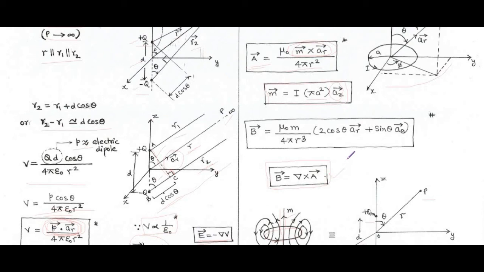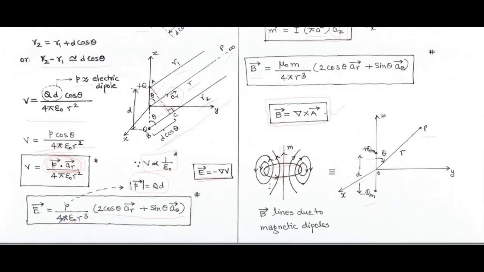By taking the curl of A vector, we can get the magnetic flux density B vector, and this can also be obtained by comparison with the electric dipole. The electric field intensity due to an electric dipole is p upon 4 pi epsilon naught r cube, within brackets, 2 cos theta unit vector r plus sin theta unit vector theta. In place of p, we can use m, the magnetic dipole moment, and the constant epsilon naught is inversely proportional in the electric dipole while mu naught is directly proportional in the magnetic dipole. So B vector can easily be written by comparison: it equals mu naught m upon 4 pi r cube, within brackets, 2 cos theta unit vector r plus sin theta unit vector theta. So this is about the comparison of electric dipole and magnetic dipole.